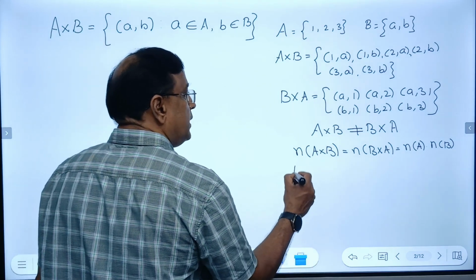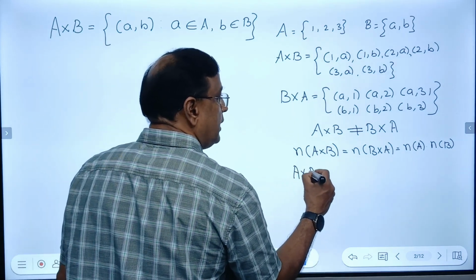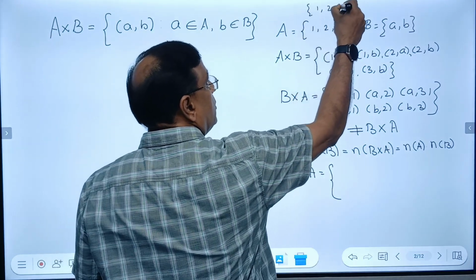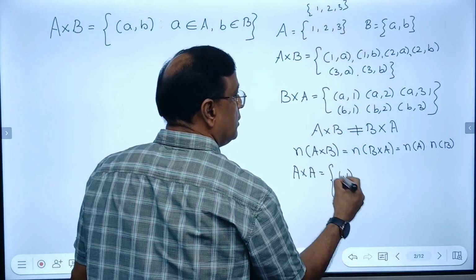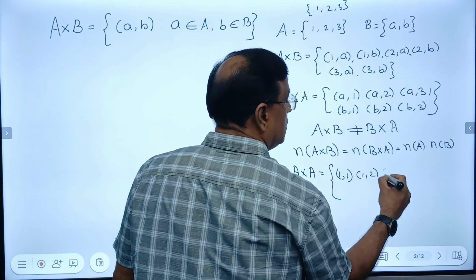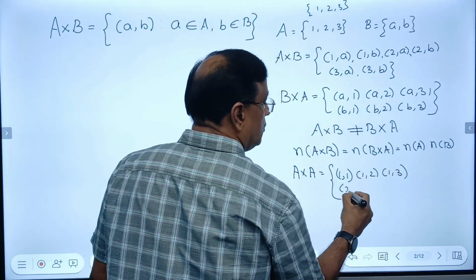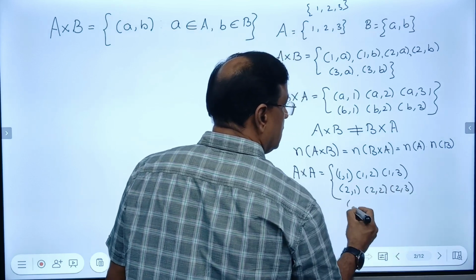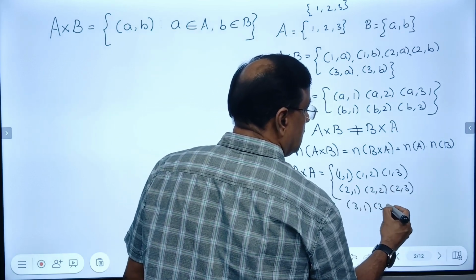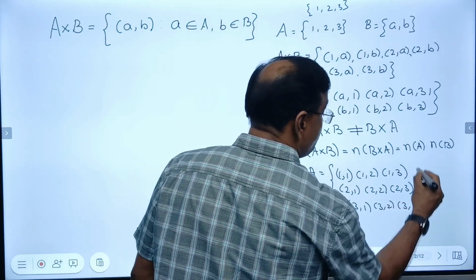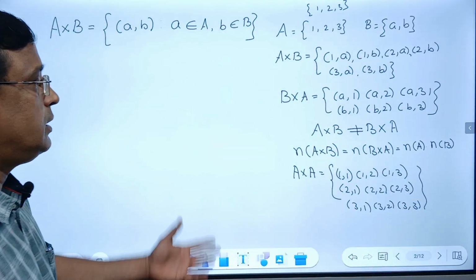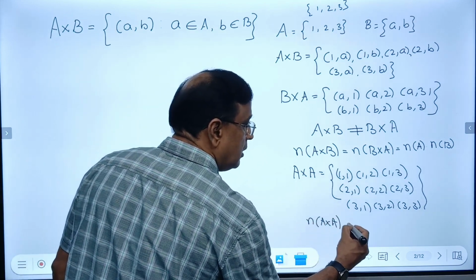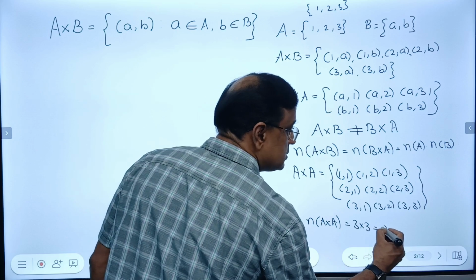And you can also find A cross A. How do I find A cross A? Take A with A again. So what do you get? (1, 1), (1, 2), (1, 3), (2, 1), (2, 2), (2, 3), (3, 1), (3, 2) and (3, 3). So this is how you get it, and you can see the number of elements in A cross A will be 3 into 3, which is 9 elements.